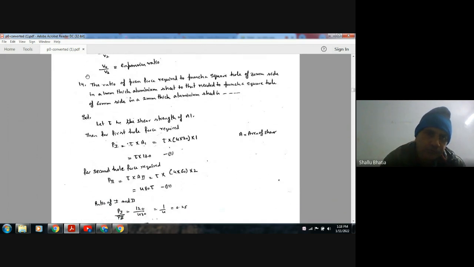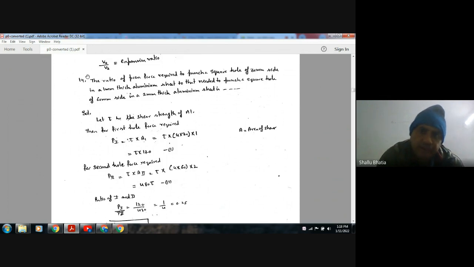The ratio of press force required to punch a square hole of 30 mm side in a 1 mm thick aluminum sheet to that needed to punch a square hole of 60 mm side in a 2 mm thick aluminum sheet. Okay. Now here there is a square hole that is 30 mm. In the first condition, the square hole is of 30 mm side. Okay, so in shear the area is parallel to the load applied.